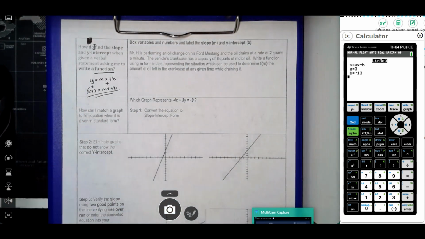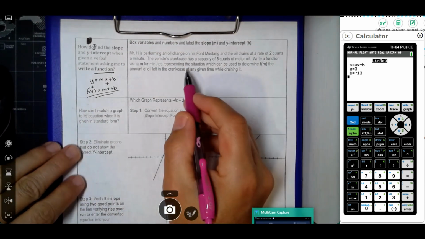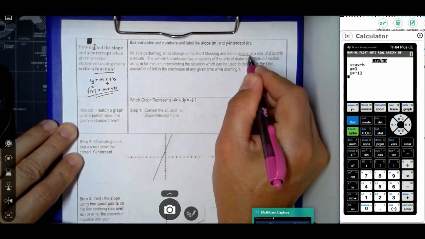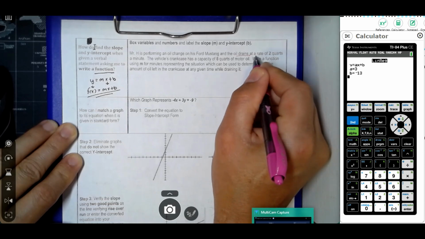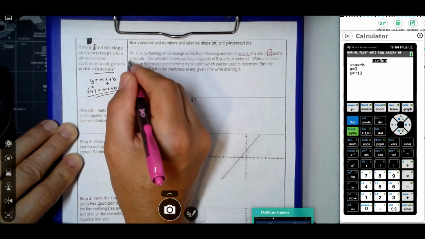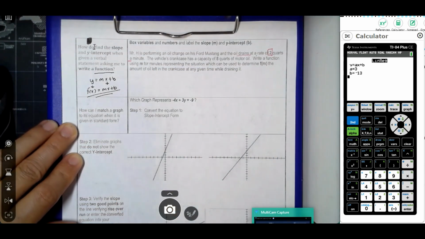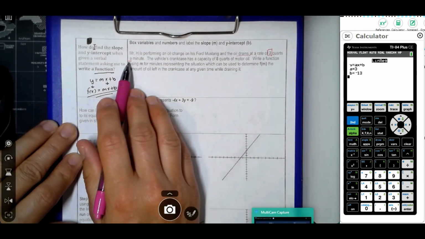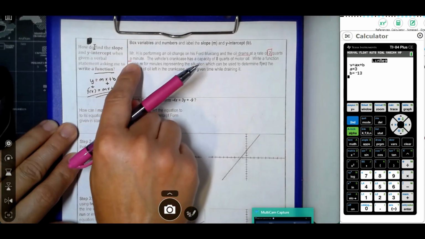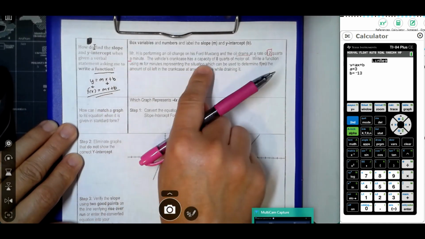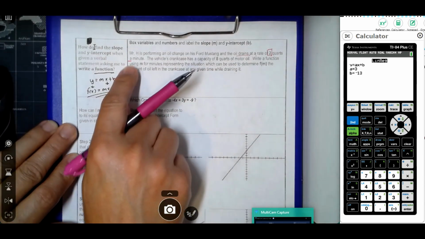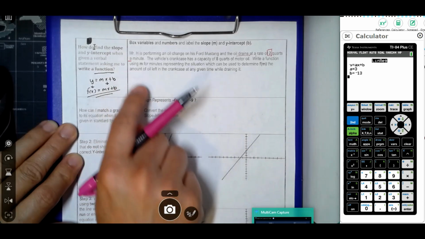So this says Mr. H is performing an oil change on his Ford Mustang, and the oil drains, I'm going to underline that, at a rate of 2 quarts a minute. So I already know, because it used the word a, and remember each, every, and a, that indicates this is likely going to be the slope. But let me read the next sentence just to make sure that there's not something that happens more often than the oil draining at 2 quarts a minute.